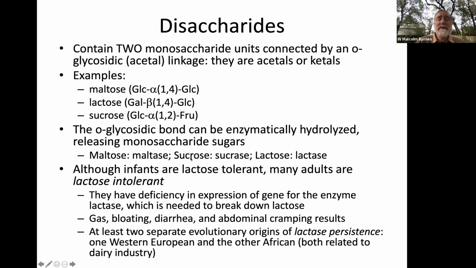Now, many of these disaccharidases, if you will, the ones that hydrolyze that linkage between the two sugar units, are actually located in the intestinal lumen, in the epithelial cells that line the intestinal lumen. So they are located there, such as sucrase, lactase.